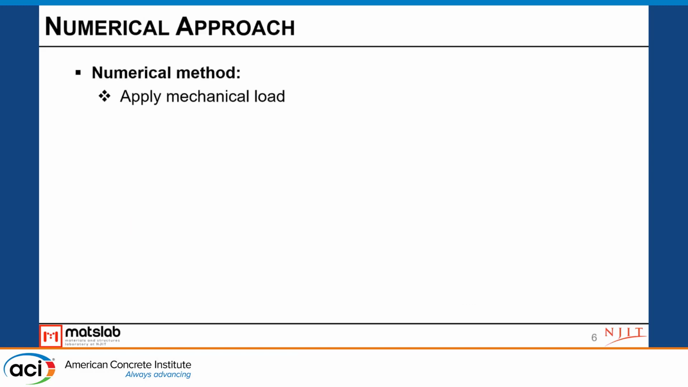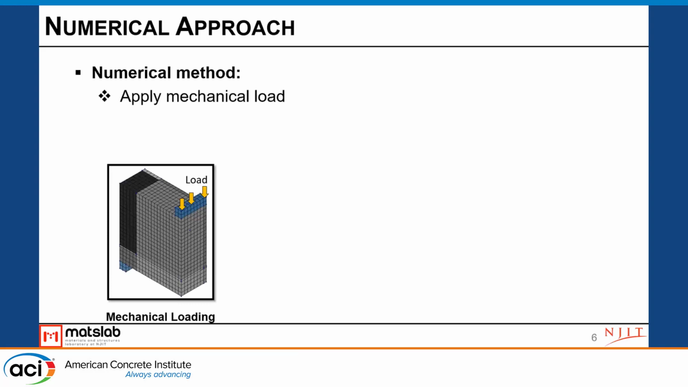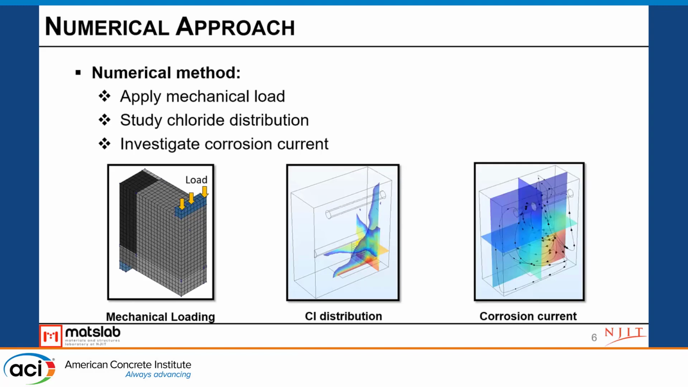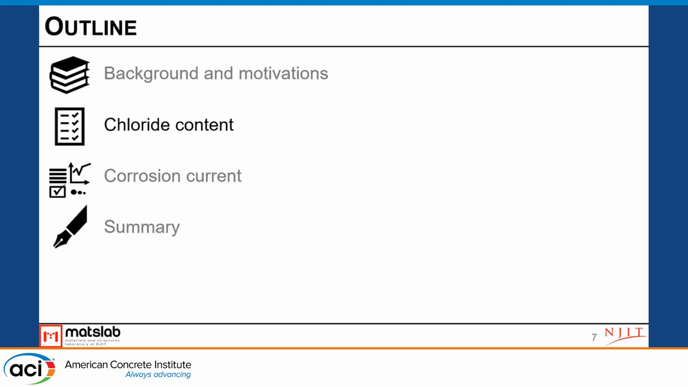With the numerical method, first we're going to replicate what we did in the test. So we're going to apply mechanical load so we can get the cracking information, and then apply this cracking information to conduct the next step of the study, which is to get the chloride distribution in the cracked specimens. After that, we can define the active corroding area, so we can continue the analysis and get the corrosion current.